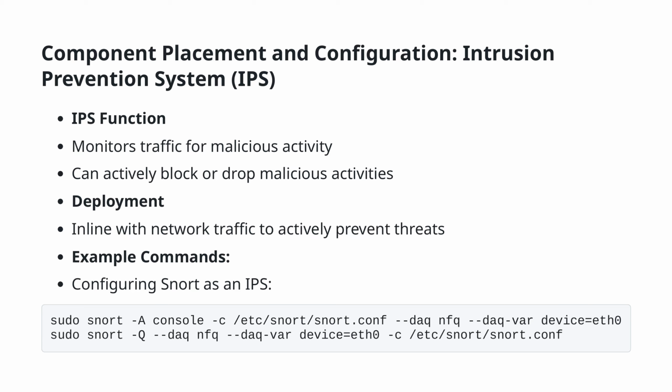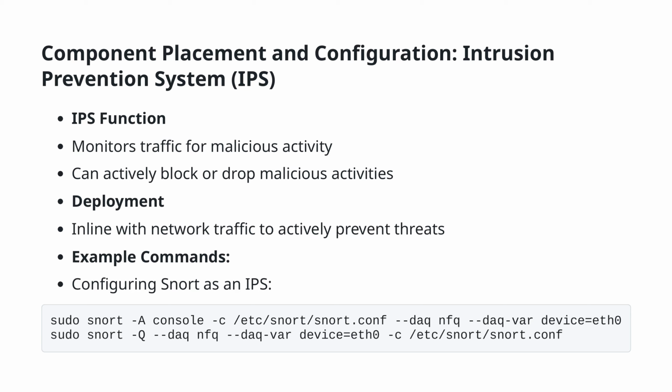Moving on, let's discuss the Intrusion Prevention System, or IPS. An IPS plays a crucial role in network security by monitoring traffic for any malicious activity and taking active steps to block or drop such threats. This proactive stance ensures that potential attacks are thwarted before they can cause harm. An IPS is deployed in line with your network traffic, meaning it analyzes the data as it flows through the network and can intervene directly if it detects something suspicious.